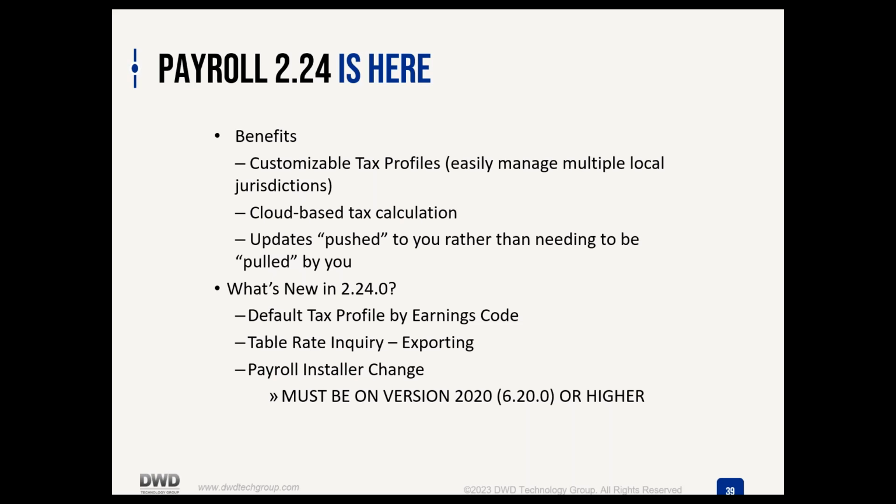What's in it? What has changed? What are some of the benefits? First of all, we can do customizable tax profiles. For those of you who have been around for a while and remember the old version, you only get one local tax code unless you purchase the add-on for the multiple concurrent local taxes. We can handle multiple local jurisdictions today, and that's actually been around since the advent of Payroll 2.x.